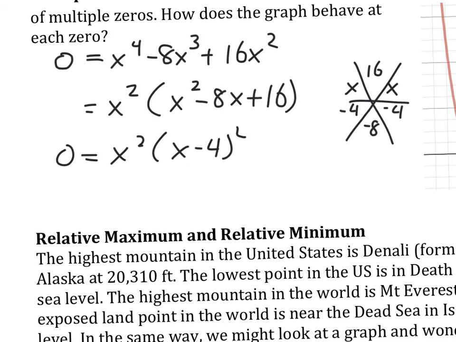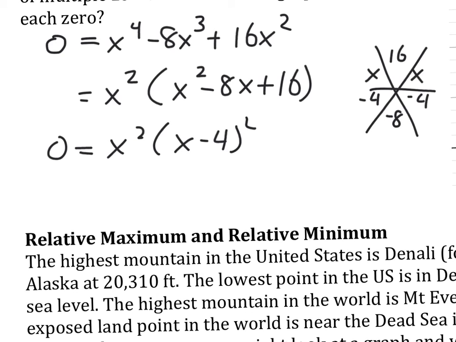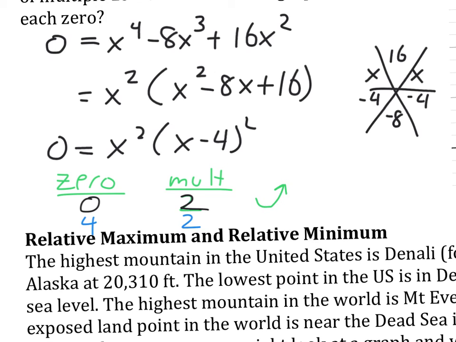So what are my zeros? Well, my zeros are 0, which has a multiplicity of 2. And then the other 0 is positive 4 that also has a multiplicity of 2. So because both of these have multiplicities of 2, they're both going to look parabolic at their particular point.